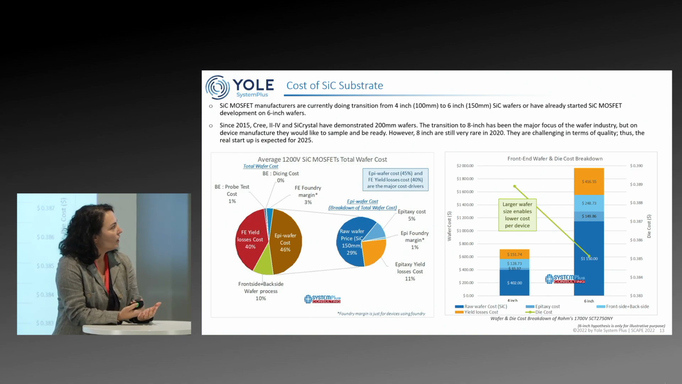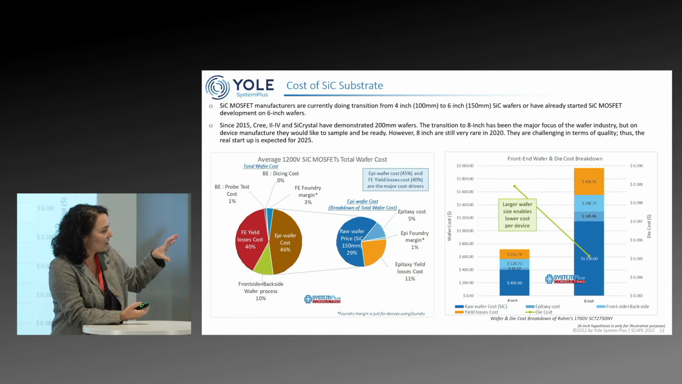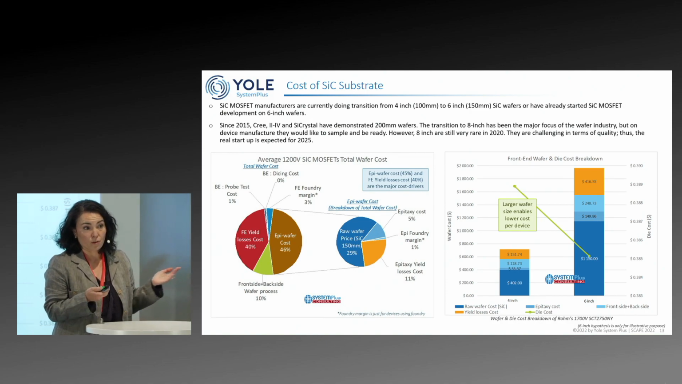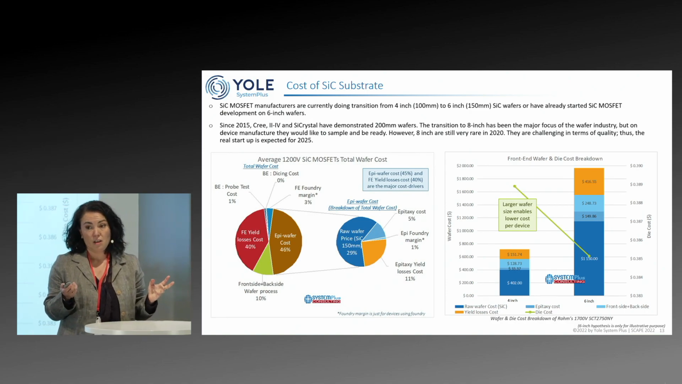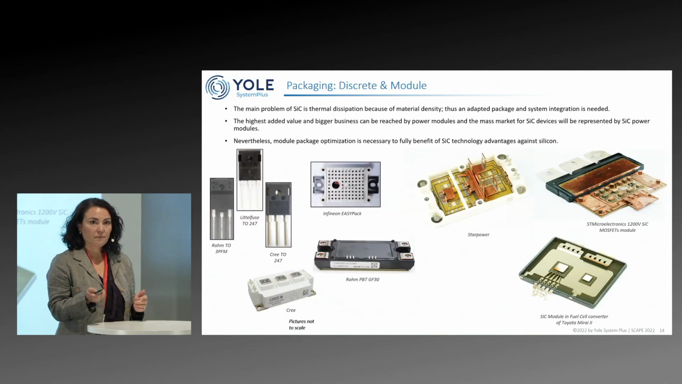So the advantage of going to 8 inches is obviously to decrease the cost, but then the problem we will see is the yield losses, and the substrate. The fact is to see how much the substrate costs. So finally, what is the advantage in terms of die cost at the end?